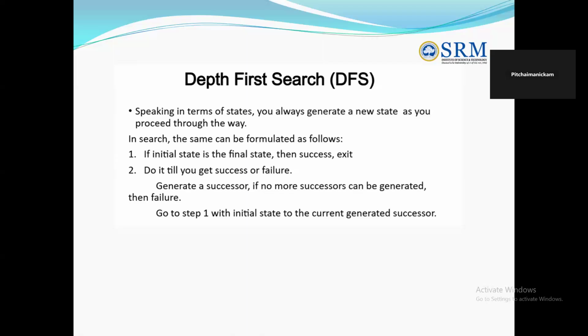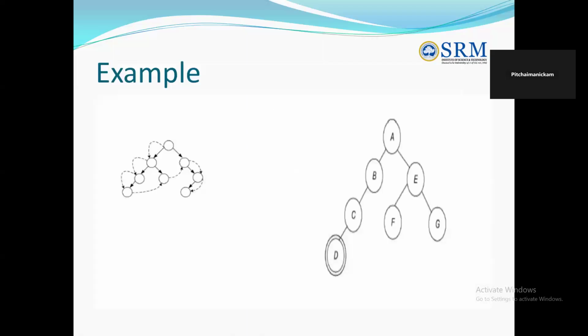So we may have two different options. One is, if the initial state is the final state, then success and exit. The second one is, do it till you get success or failure: generate the successor, and if no more successor can be generated, then failure. So this is the first step we are going to find.